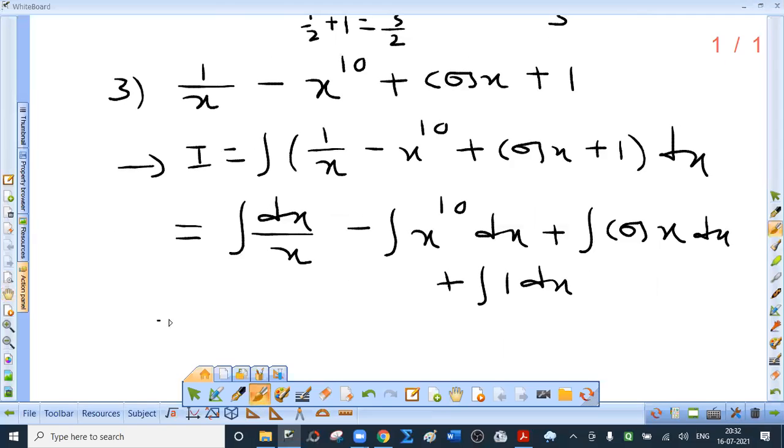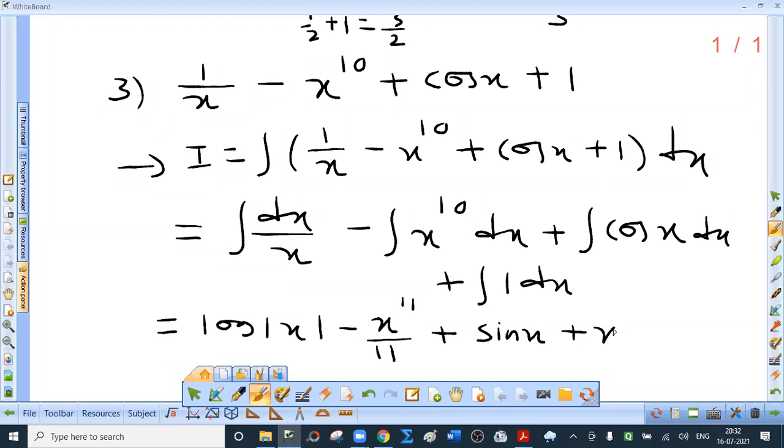Now it is integral 1 upon x. It is log of mod x. Why mod? Because x can be negative, but logarithm of negative number is not defined. So log of mod x minus, what is integral of x raised to 10? X raised to 10 plus 1, that is x raised to 11 upon 11. What is integral of cos x? Sin x. And what is integral of 1? It is x plus c.